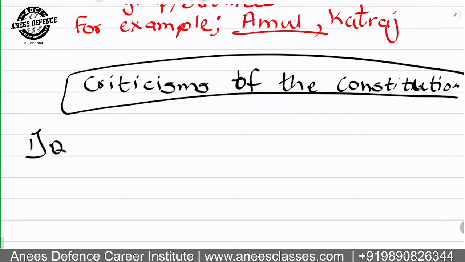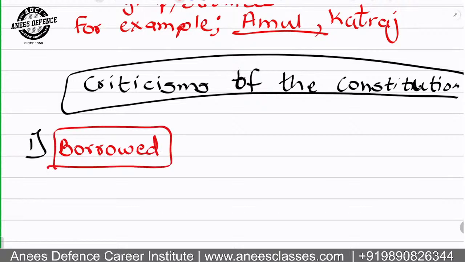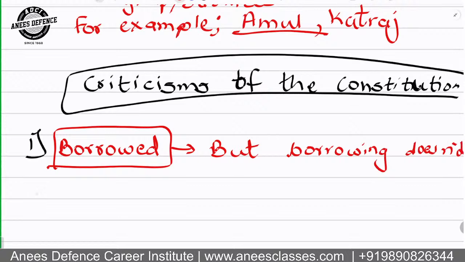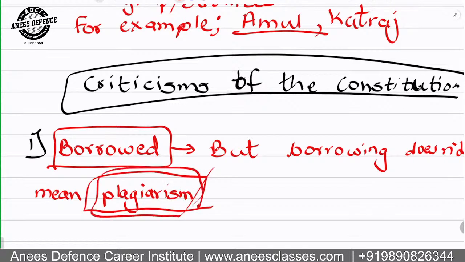First of all, it was borrowed. Critics said that there is nothing new in the constitution. So Dr. B.R. Ambedkar said that the first constitution was made more than 100 years ago. So how can anything new be included in the constitution? But borrowing does not mean plagiarism. Now you have to search for the synonyms and study this word. And I will ask about it in tomorrow's lecture.